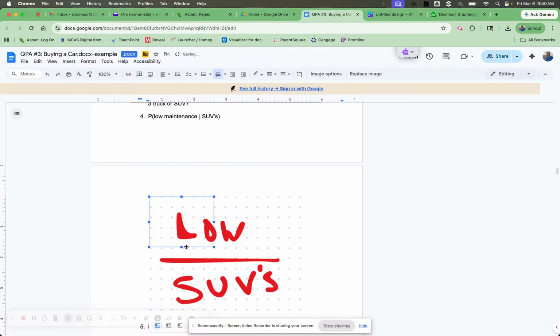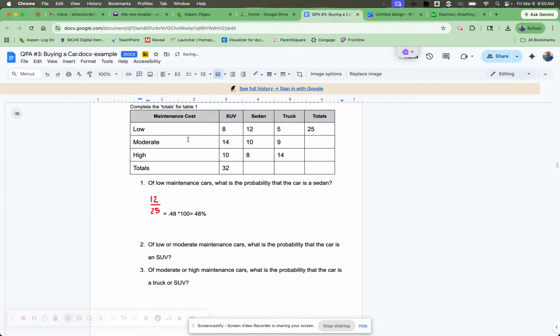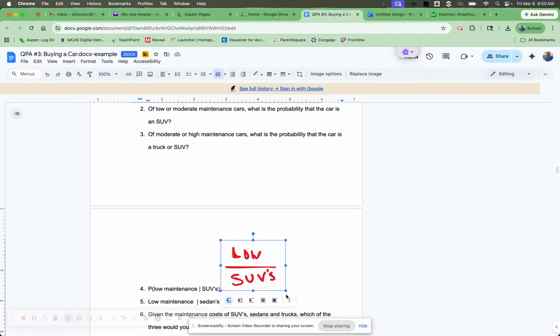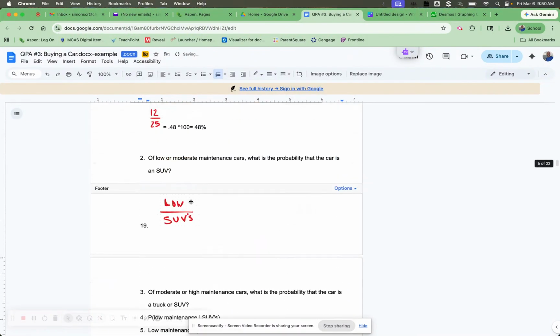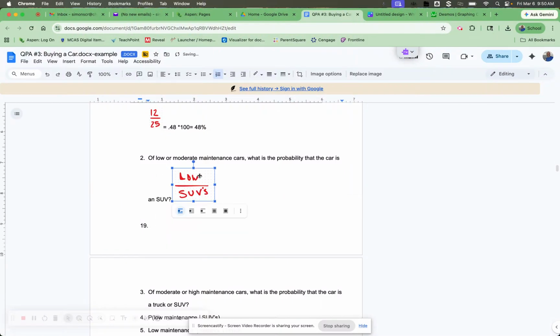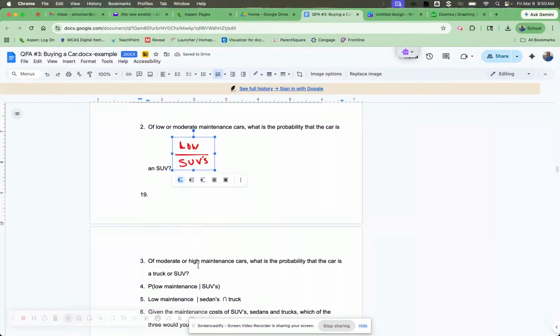I'm going to find how many SUVs there are. And then of those, how many are low maintenance? You're going to do the same thing. And then, let's do those down here.